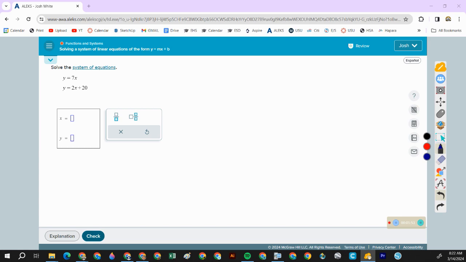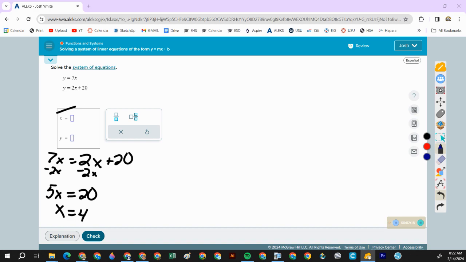So here you could use substitution, you could use elimination. So I'm going to plug this in there. 7x equals 2x plus 20. Subtract 2x. 5x equals 20. So x is 4. Plug the 4 in there. Y equals 7 times 4. So y is 28.